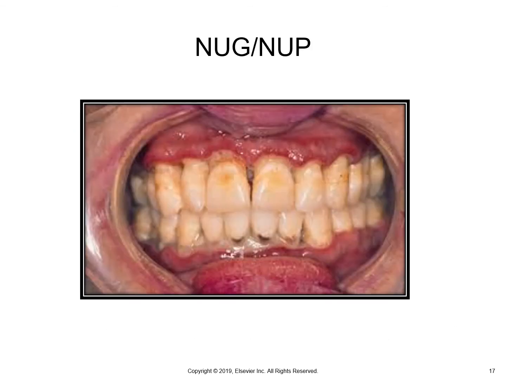And this is what that looks like. You can kind of see that grayish sloughing on top of those cratered papillae.